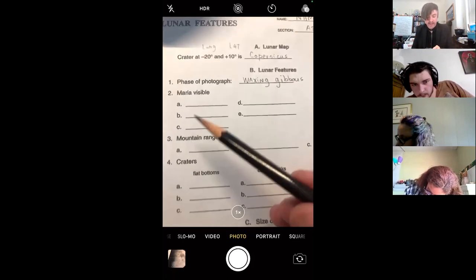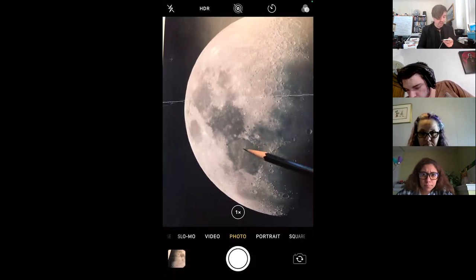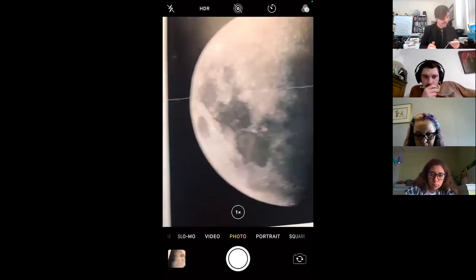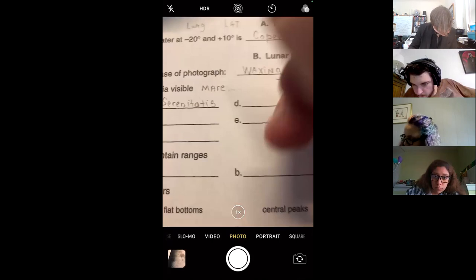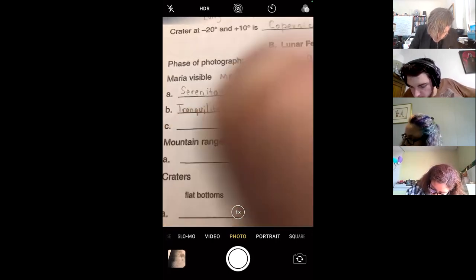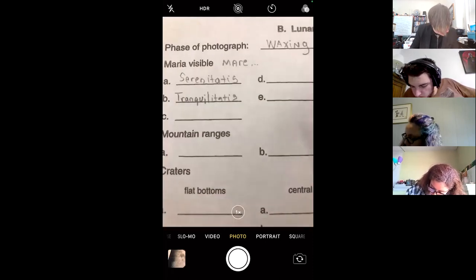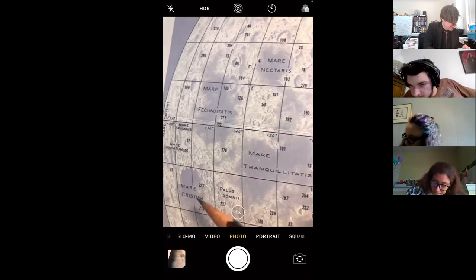Okay, what we want to do is identify five maria that are visible in the photograph. I can see five right away. One, two, three, four, five. We have Mare Serenitatis. I'll leave the Mare out, or I'll write it up here, because all of them have Mare out front. Mare Serenitatis, if I spelt that right, is Latin for serenity. Mare Tranquillitatis, tranquility. Then we have Mare Nectaris, Mare Fecunditatis, Mare Crisium.